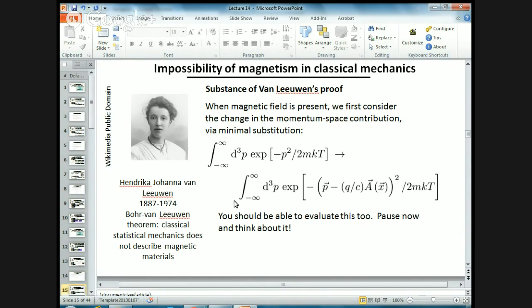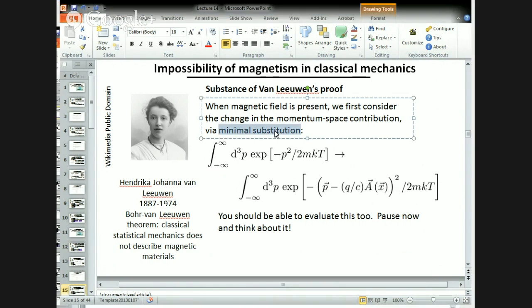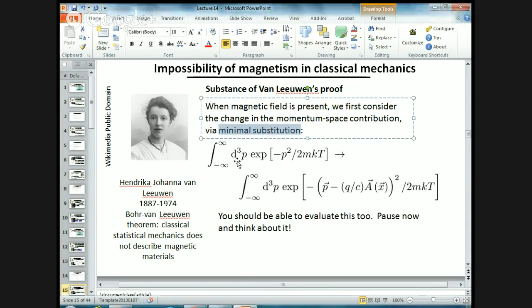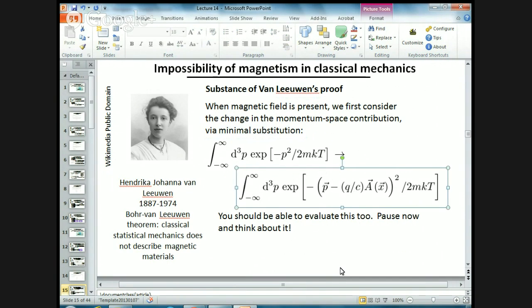Okay, so now here's the core proof of Dr. van Leeuwen. When you put in a magnetic field, how do you put in a magnetic field? You use the minimal substitution. So the partition function, it affects the momentum space part of the integral, and you're left with this. Now, who has an idea how to evaluate this?